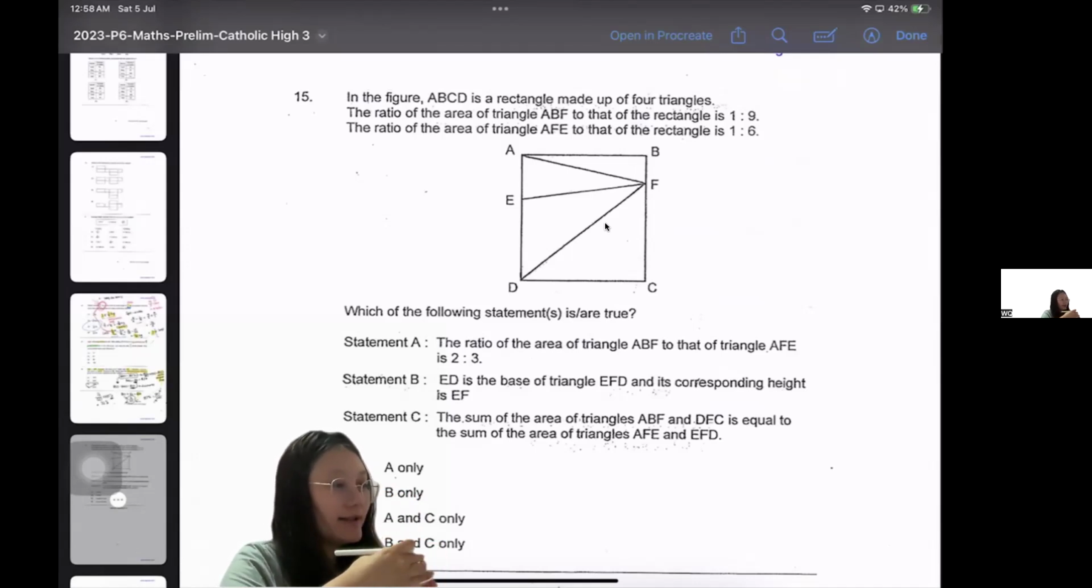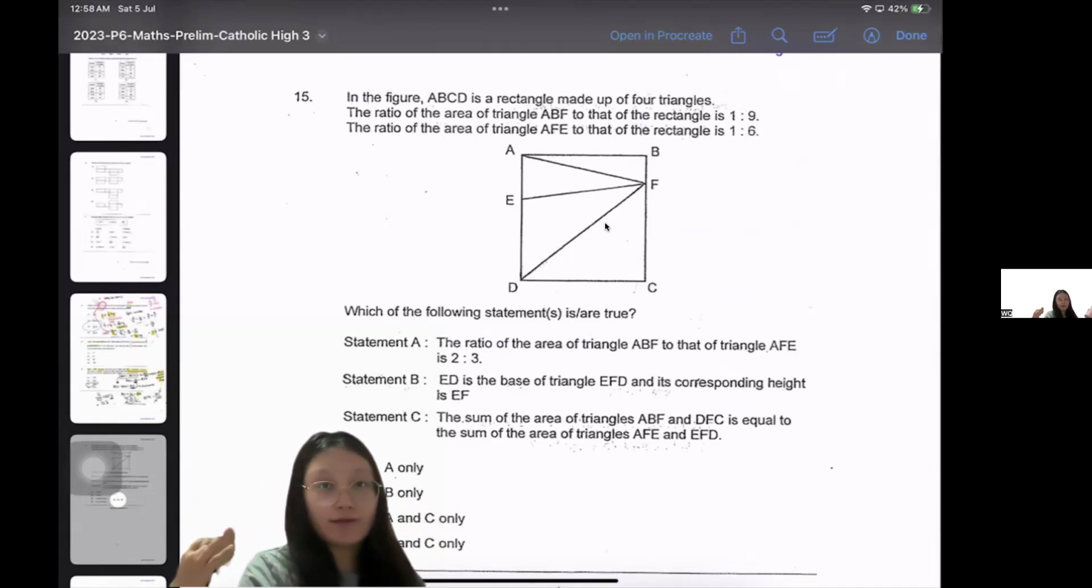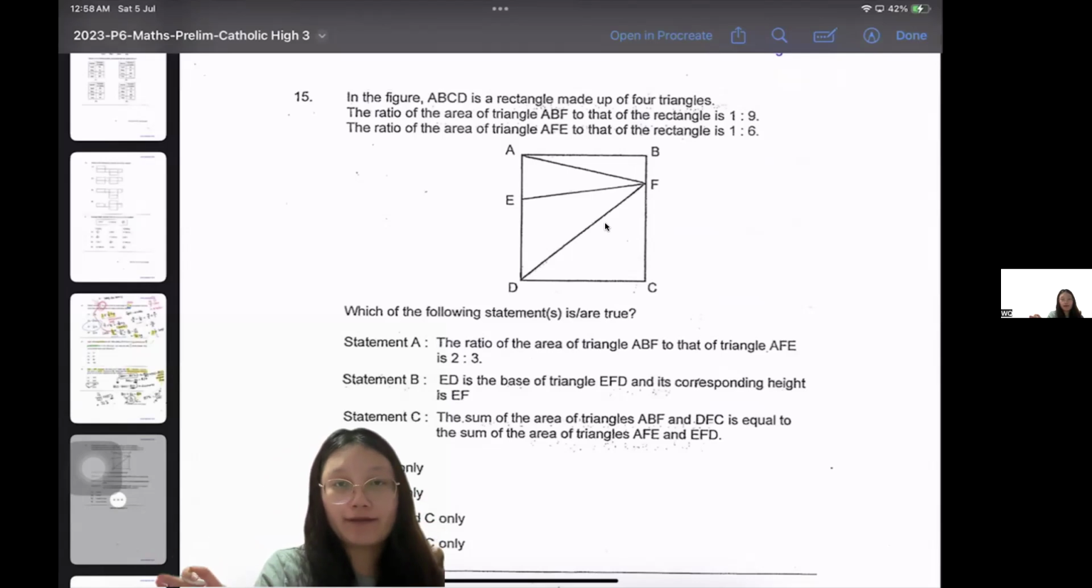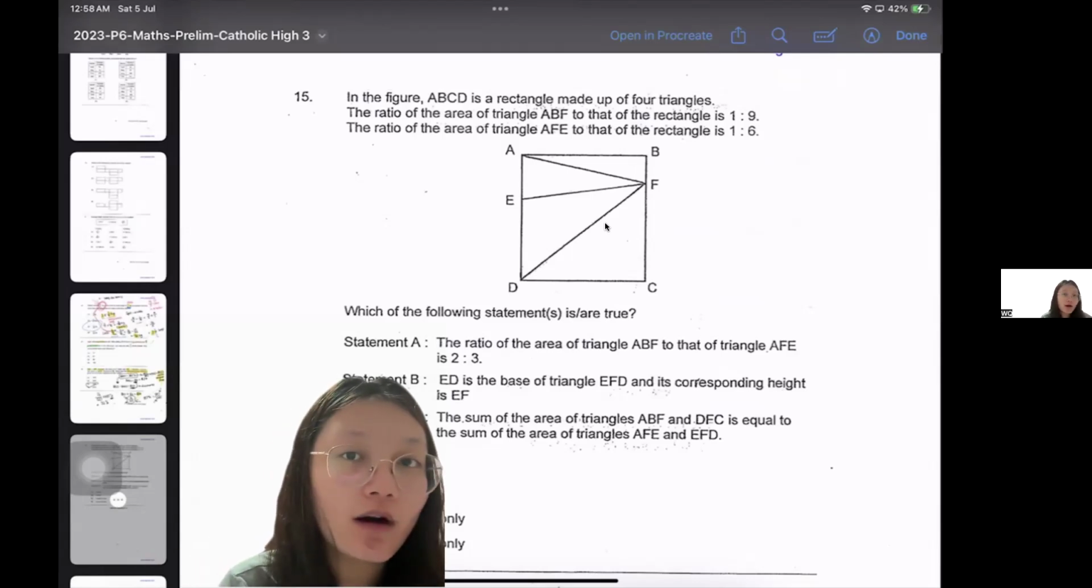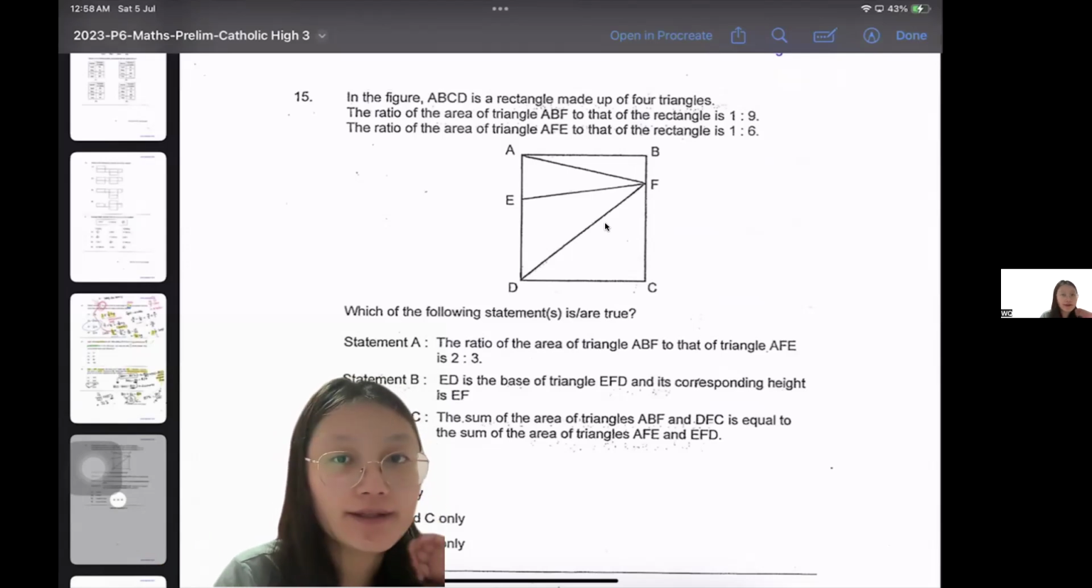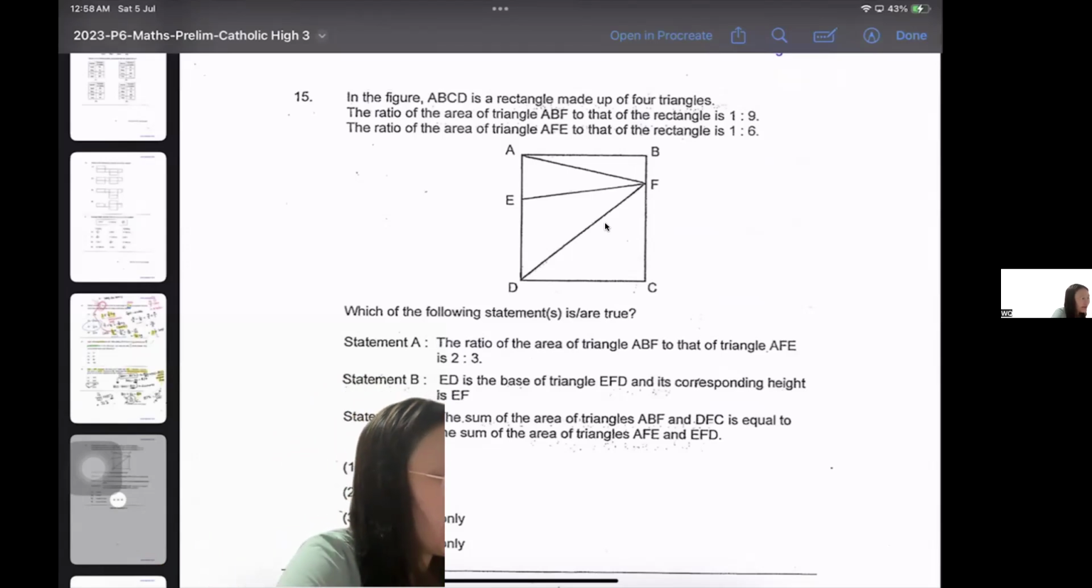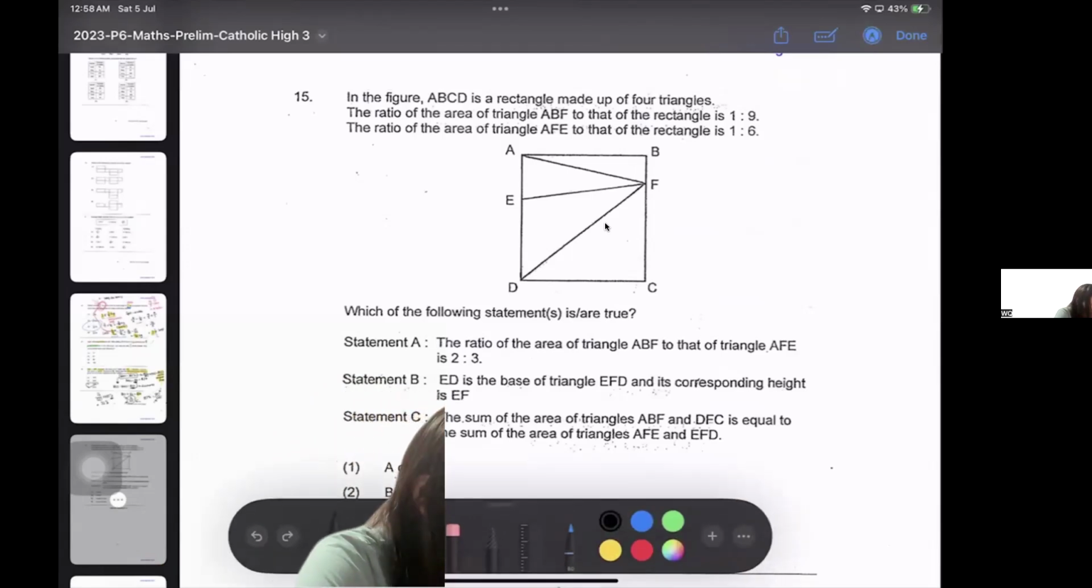Okay, the first sentence is ABCD is a rectangle made up of 4 triangles. Next one is the ratio of triangle ABF to that of the rectangle is 1:9. So let us use our highlighter to look at what is ABF. Okay, ABF is this one. So ABF is 1 and the rectangle, which is the big one, is 9.